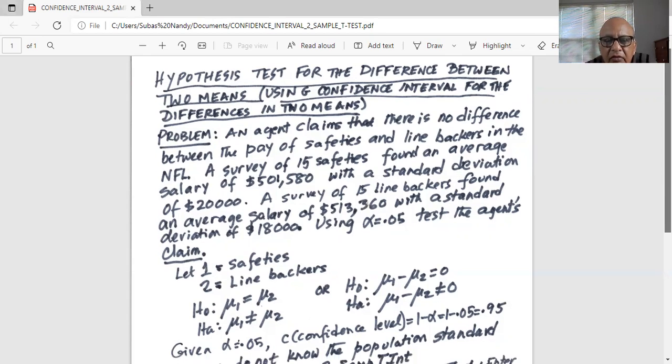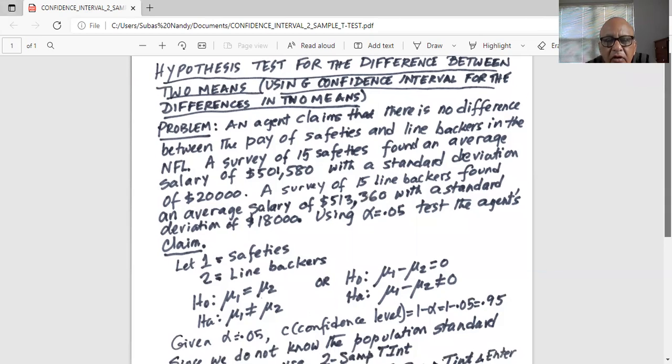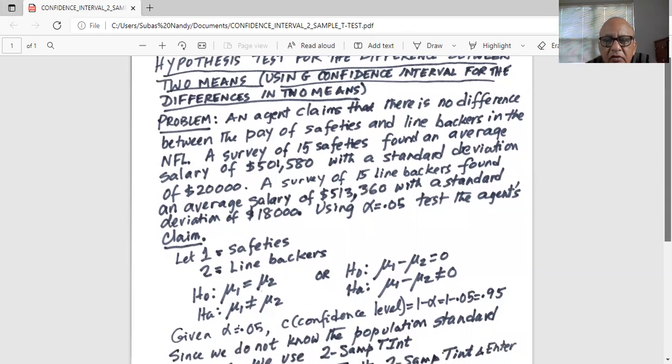Let 1 be the safeties and 2 the linebackers. So the null hypothesis is mu1 equal to mu2, and the alternate hypothesis is mu1 not equal to mu2. Now, if we subtract mu2 from both sides, the null hypothesis changes to mu1 minus mu2 equal to 0, and the alternate hypothesis is mu1 minus mu2 not equal to 0.